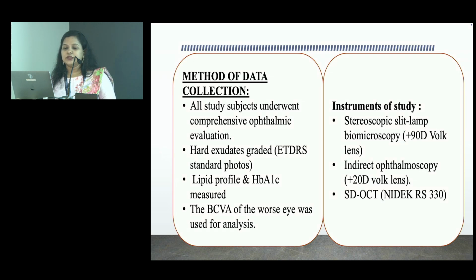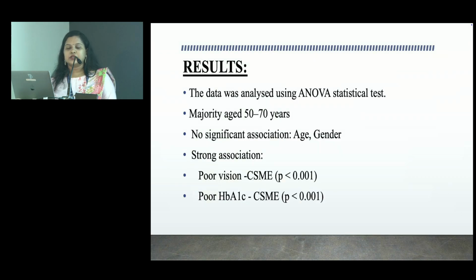Method of data collection: all study subjects underwent comprehensive ophthalmic evaluation. Hard exudates were graded using ETDRS standard photographs, and lipid profile and HbA1c were measured. The best corrected visual acuity of the worst eye was used for analysis. Instruments of study: stereoscopic slit lamp biomicroscopy with plus 90D Volk lens, indirect ophthalmoscopy with plus 20D Volk lens, and SDOCT. Coming to results, the data was analyzed using ANOVA statistical test.